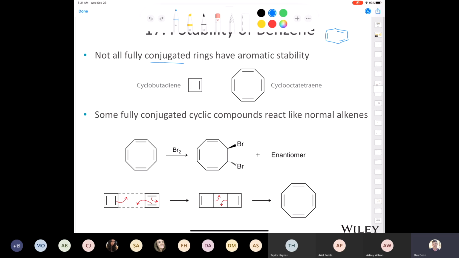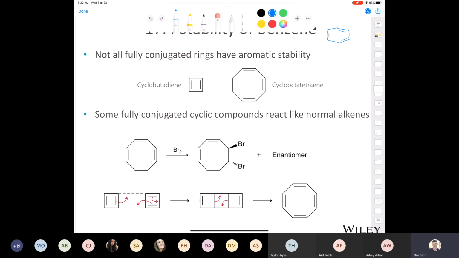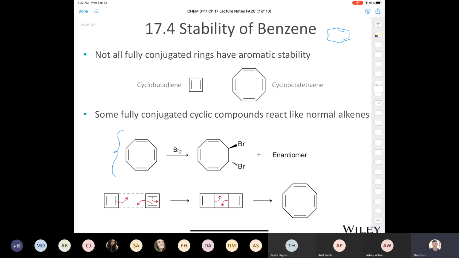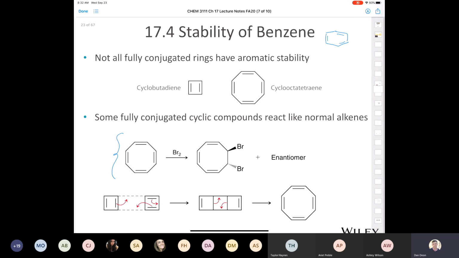In fact, if you look at these two molecules, cyclobutadiene and cyclooctatetraene, they're both fully conjugated, okay, but neither of them have aromatic stability. Let me show you some examples, okay? It says here that some fully conjugated cyclic compounds react like normal alkenes. In fact, the example of that would be this molecule, cyclooctatetraene. If you take that guy and you treat it with bromine, it does an anti-addition to form this dibromo compound plus the enantiomer.